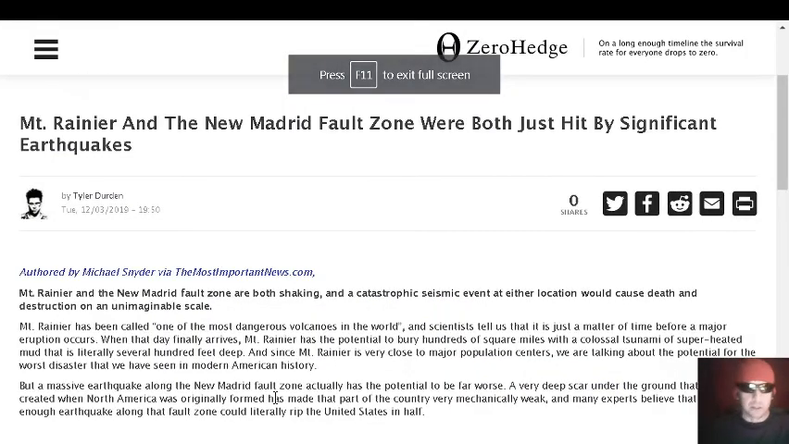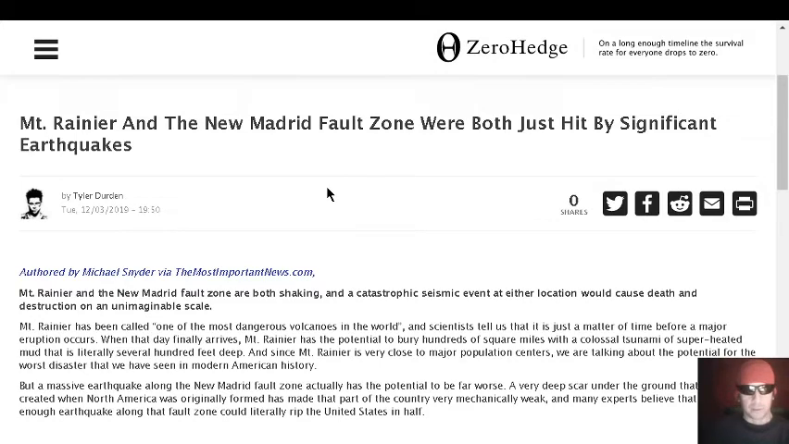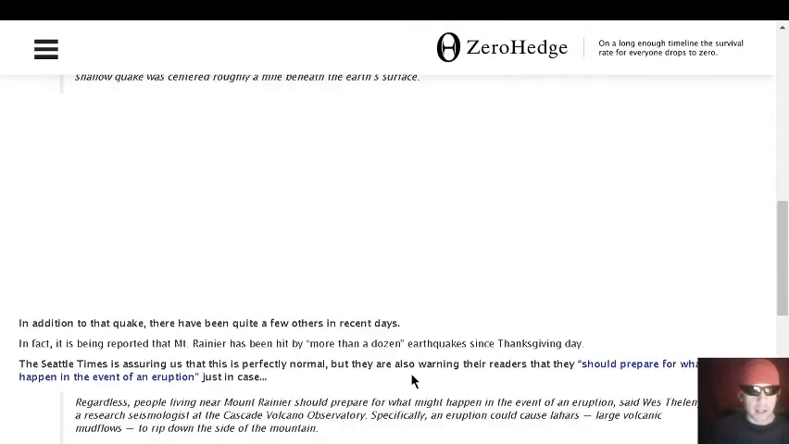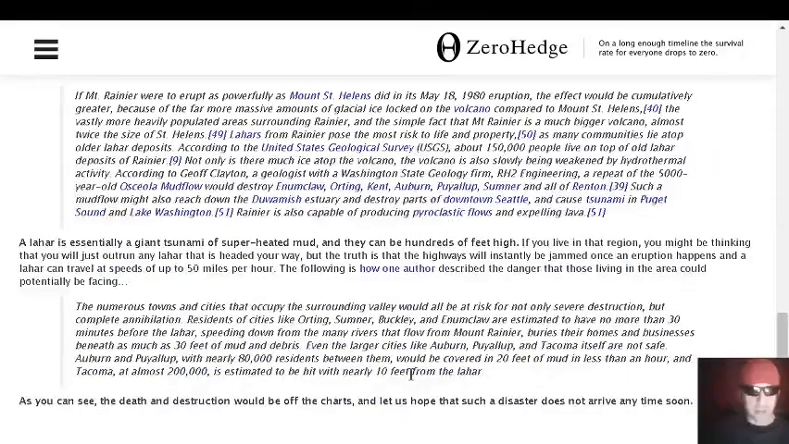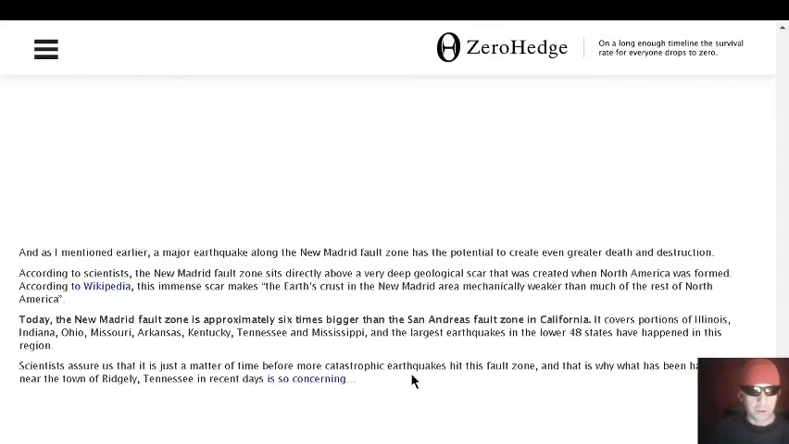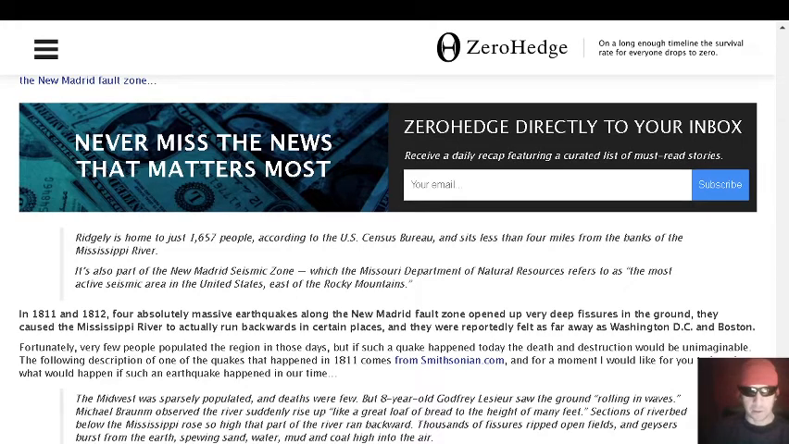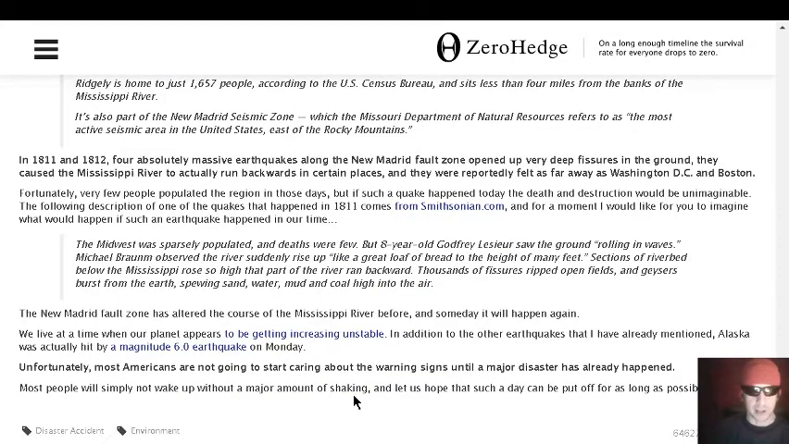Let's talk about this article on Zero Hedge. Now, we covered the Rainier earthquake less than 24 hours after it happened. But this article about the New Madrid fault zone, as well as the, okay, it was the 3.6 magnitude quake. I stand corrected. In any case, I don't know if you're aware, but back in the 1800s, the New Madrid zone kicked up, and it was quite a mess down there, let's just say. Parts of the Mississippi River flowed backwards and yada, yada, yada.